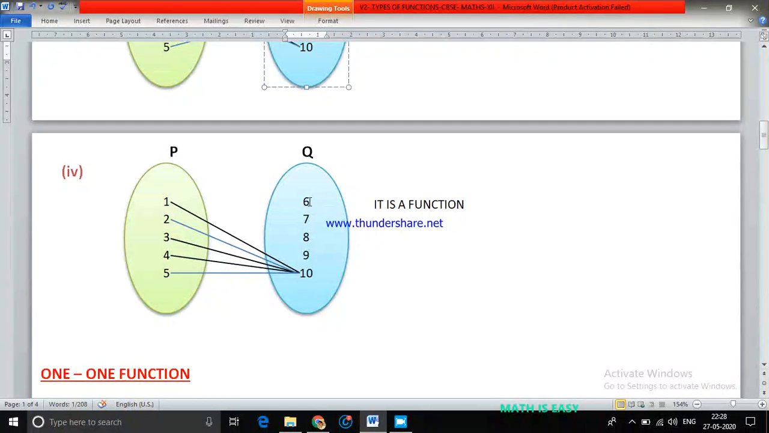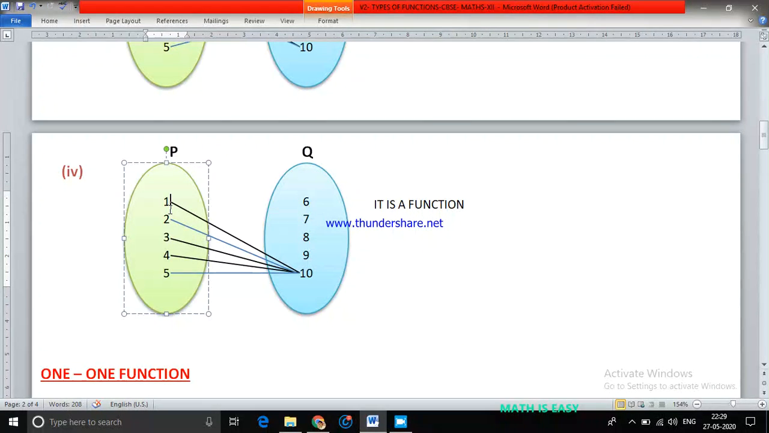Now here also there are 6, 7, 8, 9. There are 4 numbers which have not been mapped by any elements of P. So hence it is not an onto function. Anyhow, this is neither 1-1 nor onto. Why is it not 1-1? Because distinct elements have the same image. Why is it not onto? Because there are some elements of Q which are not mapped by any elements of P.